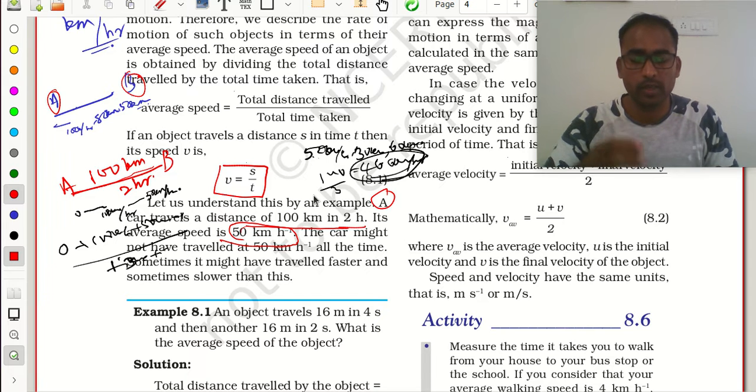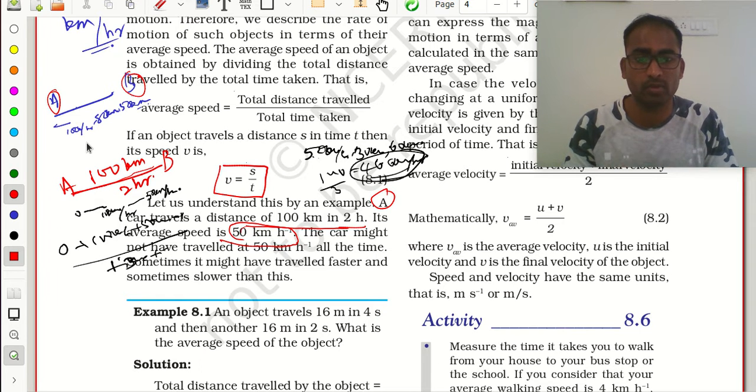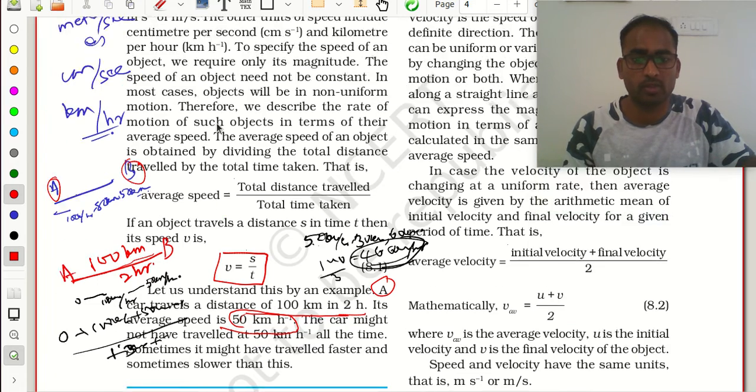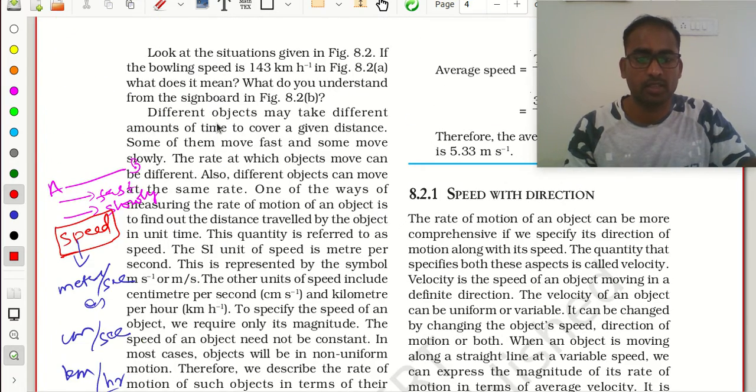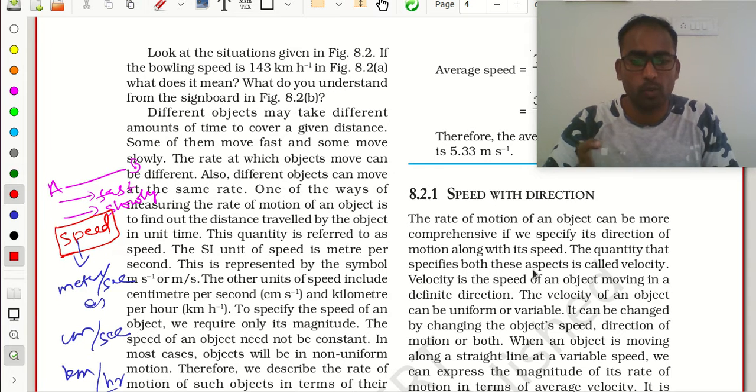See here, I am moving with some speed, but I am not taking any directions. We are considering only the magnitude in this speed. Now, if I take the direction also, that is known as velocity: the quantity that specifies both magnitude and direction, meaning how much speed I am moving with and in which direction, whether north, south or east.